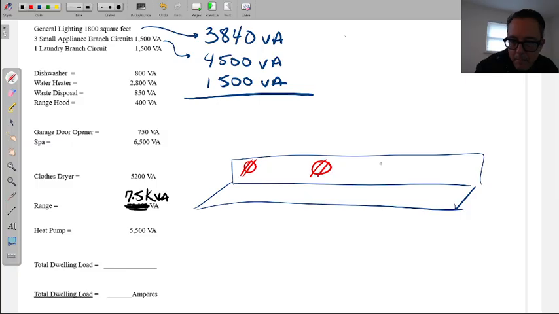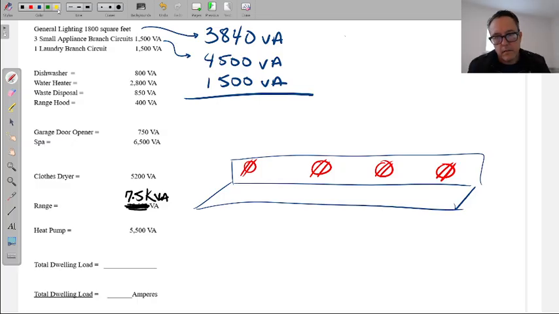So let's say I have a couple of countertop outlets here. These are not dishwasher. This is not disposal. This is not oven or range hood. This is blender. This is air fryer. This is coffee maker. Those things. Providing outlets for likely small appliances, toaster, convection oven, things like that.